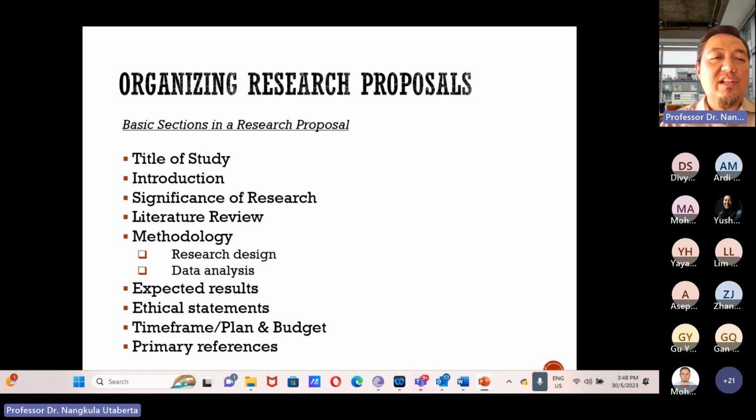Organizing a proposal. Let's understand what needs to be in the research proposal: title of studies, introduction, significance of research, literature review, methodologies, expected result, ethical statement if your research involves people, time frame, budget, primary reference. I think these are the components that should be in the research proposal.